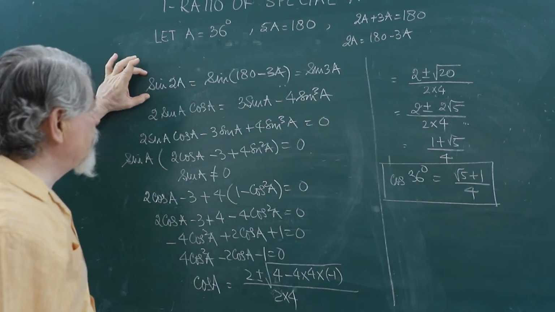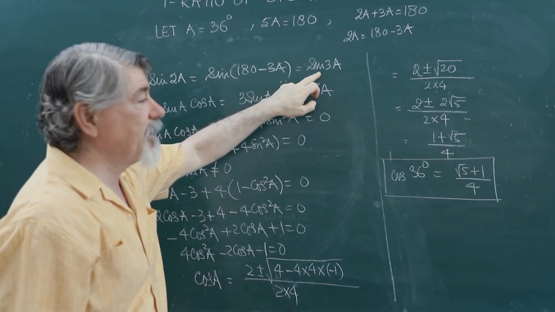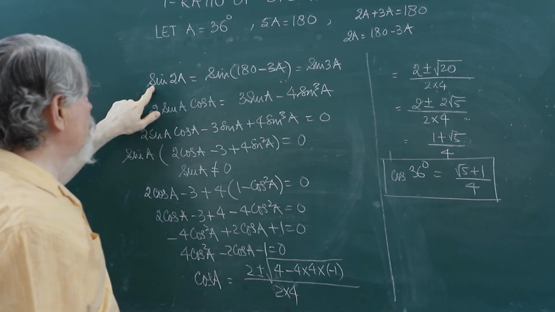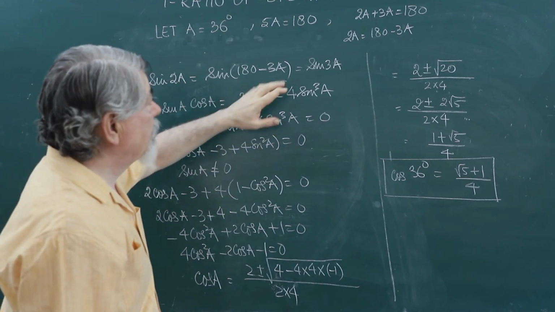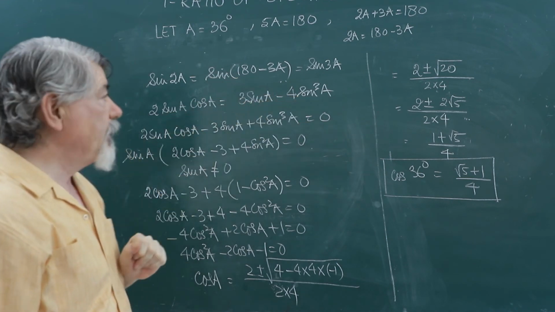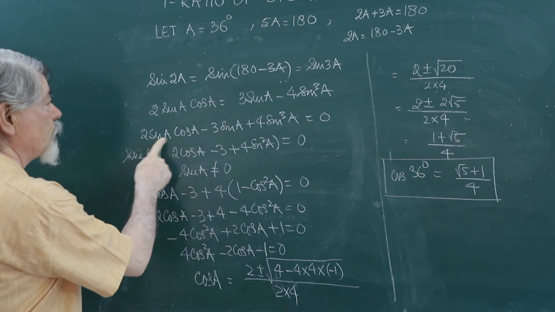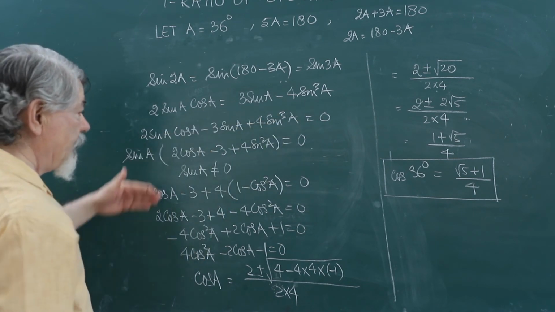Then we applied sine 2A is equal to sine of 180 minus 3A. Sine of 180 minus theta is sine theta. So sine 2A, which is 2 sine A cos A, is equal to sine 3A. Now for sine 3A, I have applied 3 sine A minus 4 sine cube A. From that I got 2 sine A cos A minus 3 sine A plus 4 sine cube A.